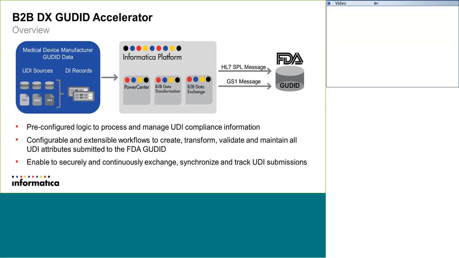The B2B Data Exchange GUDID Accelerator is aimed to provide a jump start to a UDI compliance project or solution. The accelerator is comprised of three powerful products of Informatica: PowerCenter, Data Transformation, and Data Exchange. PowerCenter provides the environment to extract data, transform the data according to predefined business logic, and load the transformed data to identified targets. DT, Data Transformation, provides the capabilities to process complex files and transform any data format to any data format.